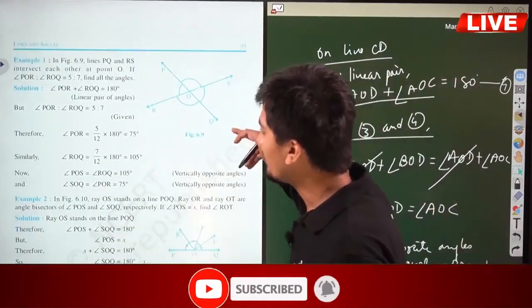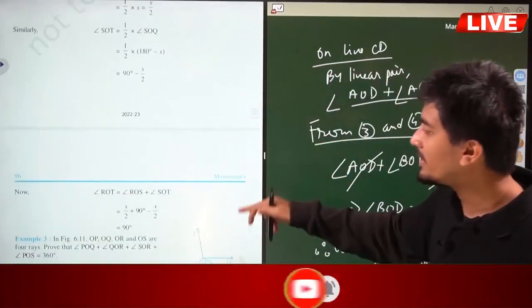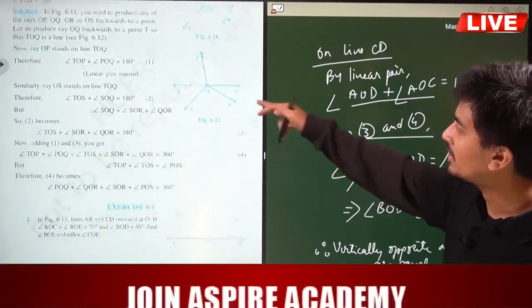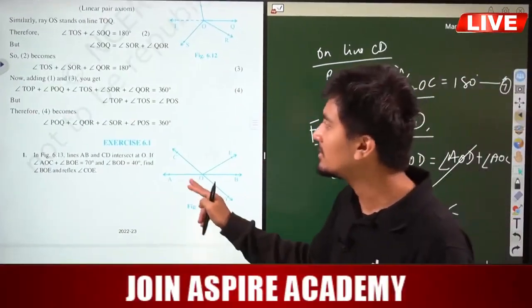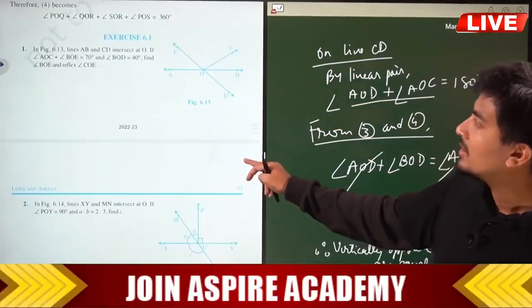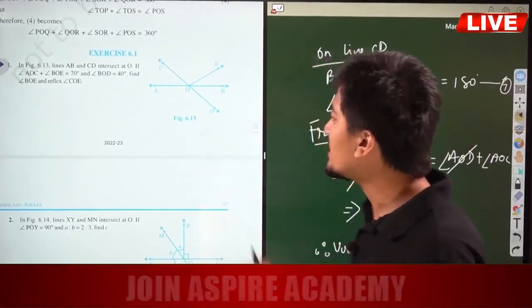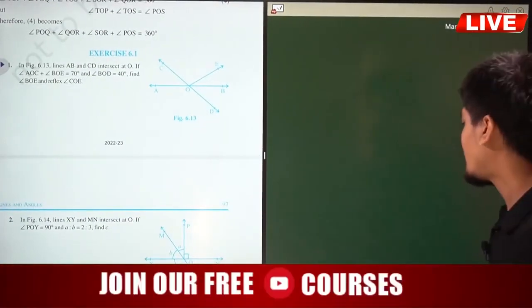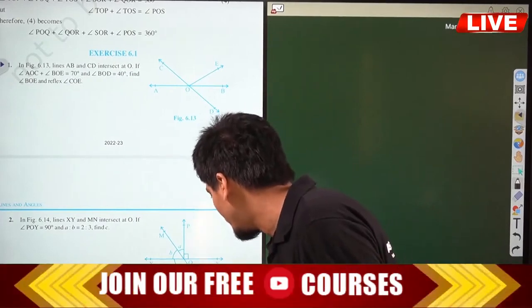So some examples are given here. By using this, you can directly find the proof from this formula. Okay, so let's start with exercise 6.1. So now see.